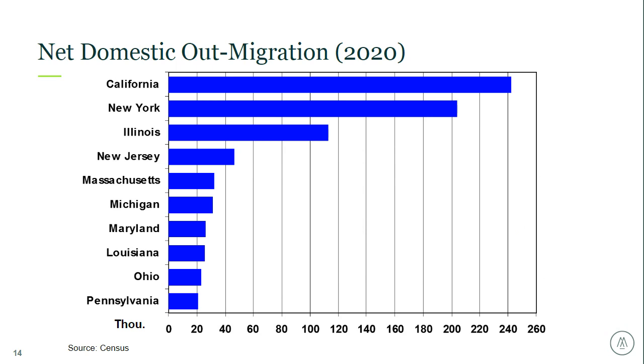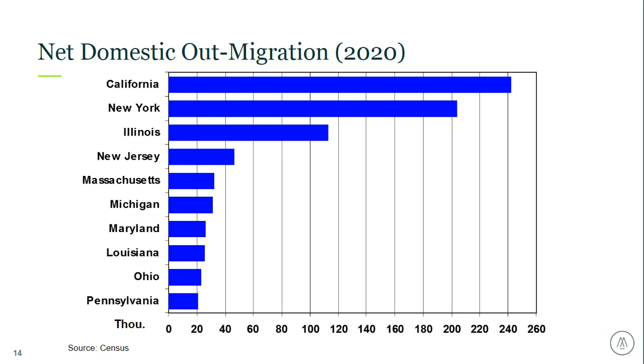Now, normally, international immigration would refill these states and refill these cities. Because of the last administration's policy and COVID, that has not happened. So California had the slowest population growth since 1990.